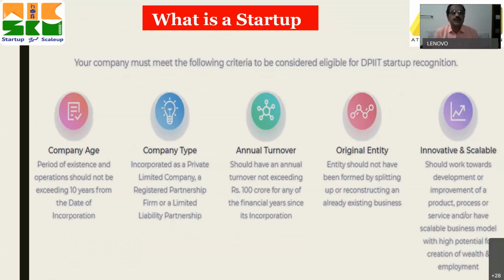A startup is defined by DPIIT, normally called the Department for Promotion of Industry and Internal Trade, in the Department of Industry. DPIIT basically defines the startup, and depending on that, you will be getting the incentives from the government of India. Any startup with a period of existence and operation of less than 10 years from the date of incorporation can still be considered a startup. The company should be incorporated as either a private limited company, a registered partnership firm, or an LLP, limited liability partnership. Then the annual turnover should be less than 100 crores.